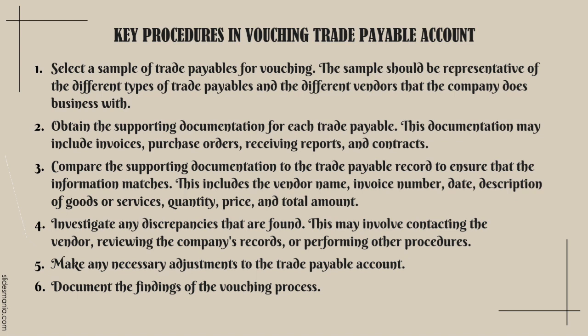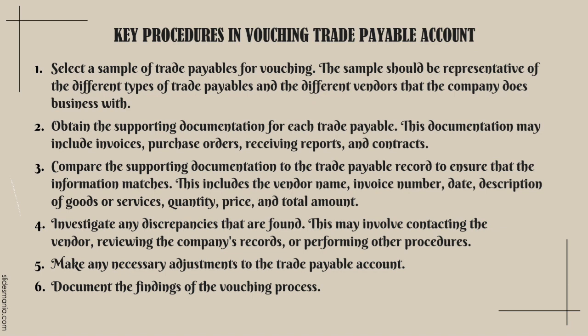The sample should be representative of the different types of trade payables and the different vendors that the company does business with. Obtain the supporting documentation. This documentation may include invoices, purchase orders, receiving reports, and contracts. Compare the supporting documentation to the trade payable record to ensure that the information matches. This includes the vendor name, invoice number, date, description of goods or services, quantity, price, and total amount.